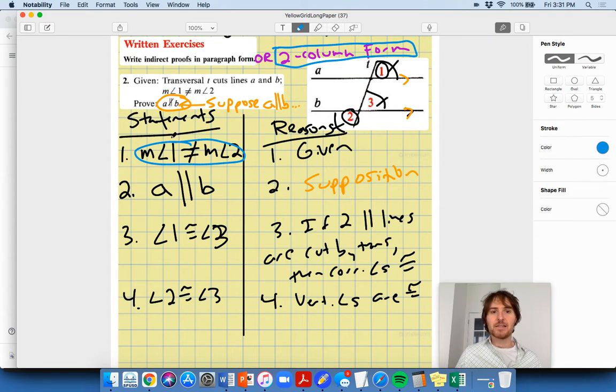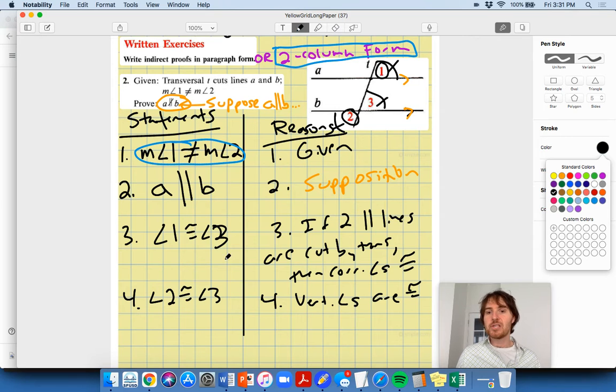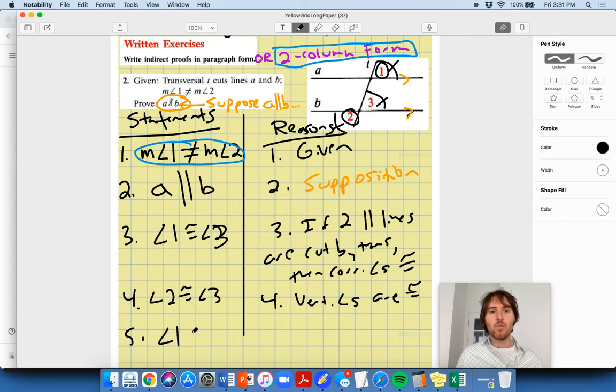Look, this was our known fact at the beginning: measure of angle 1 can't be congruent to measure of angle 2. But wait a second. In steps 3 and 4, we've said that 1 is congruent to 3, and 3 is also congruent to 2. So we can bring them all together. Angle 1 is congruent to angle 2. Why can we say that? Well, they're both congruent to angle 3. So that's transitivity. Remember, the transitive property of equality is if two things are each equal to the same thing or congruent to the same thing, then they are equal or congruent to each other. That's the transitive property of congruency here.